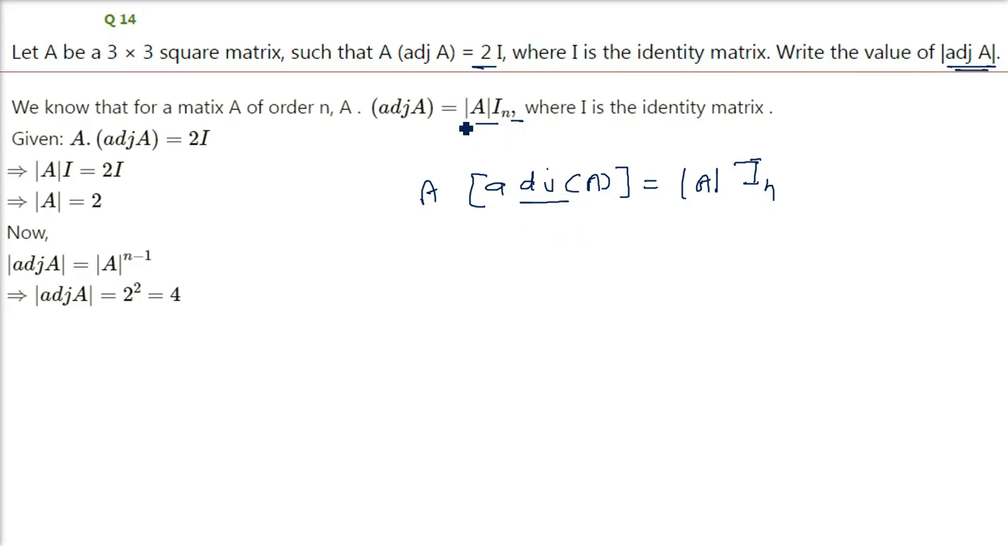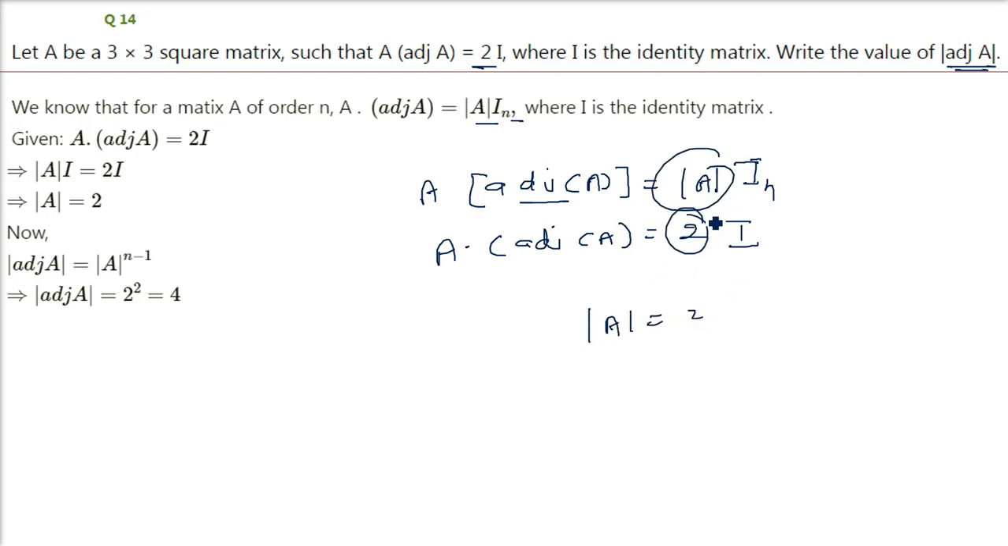The question is saying A into adjoint A is equal to twice of I. Since we already know this equation, we can equate the two equations, one in the question and one which we already know. A dot adjoint A is equal to determinant of A into I n. So, what is given: A into adjoint A is equal to twice of I. Now if you see here, we equate that determinant of A is equal to 2. This is already given. So now determinant of A is 2.